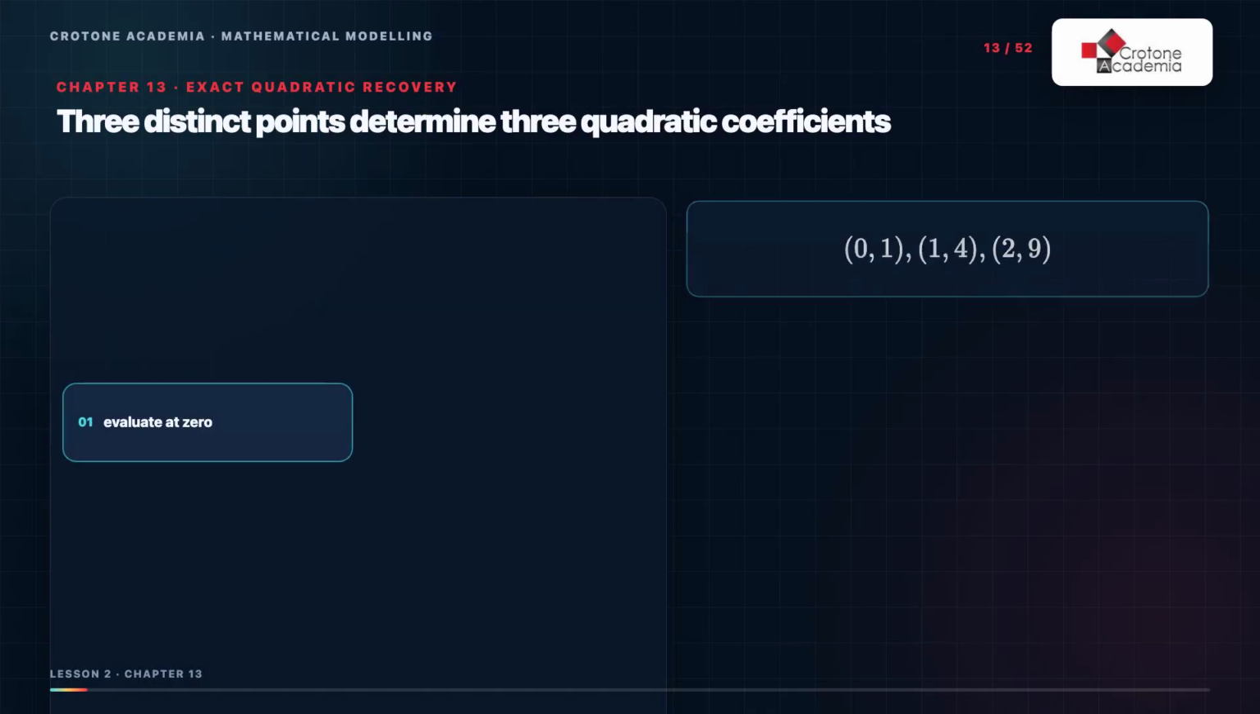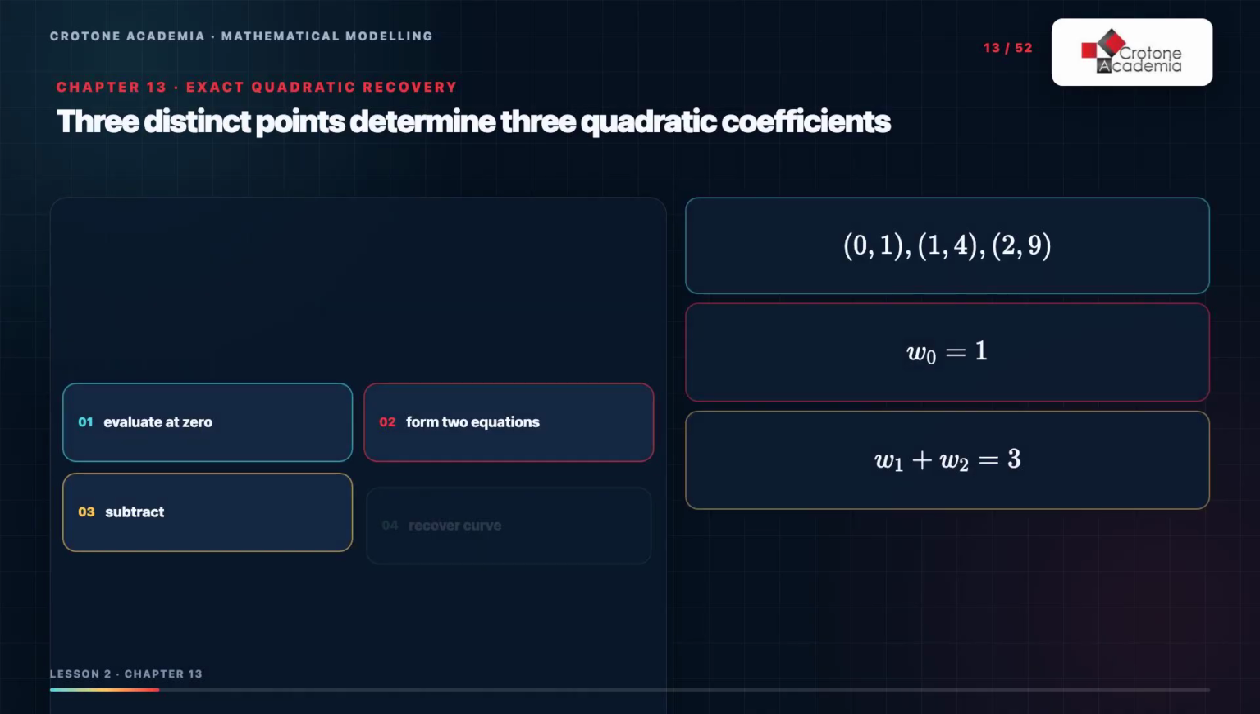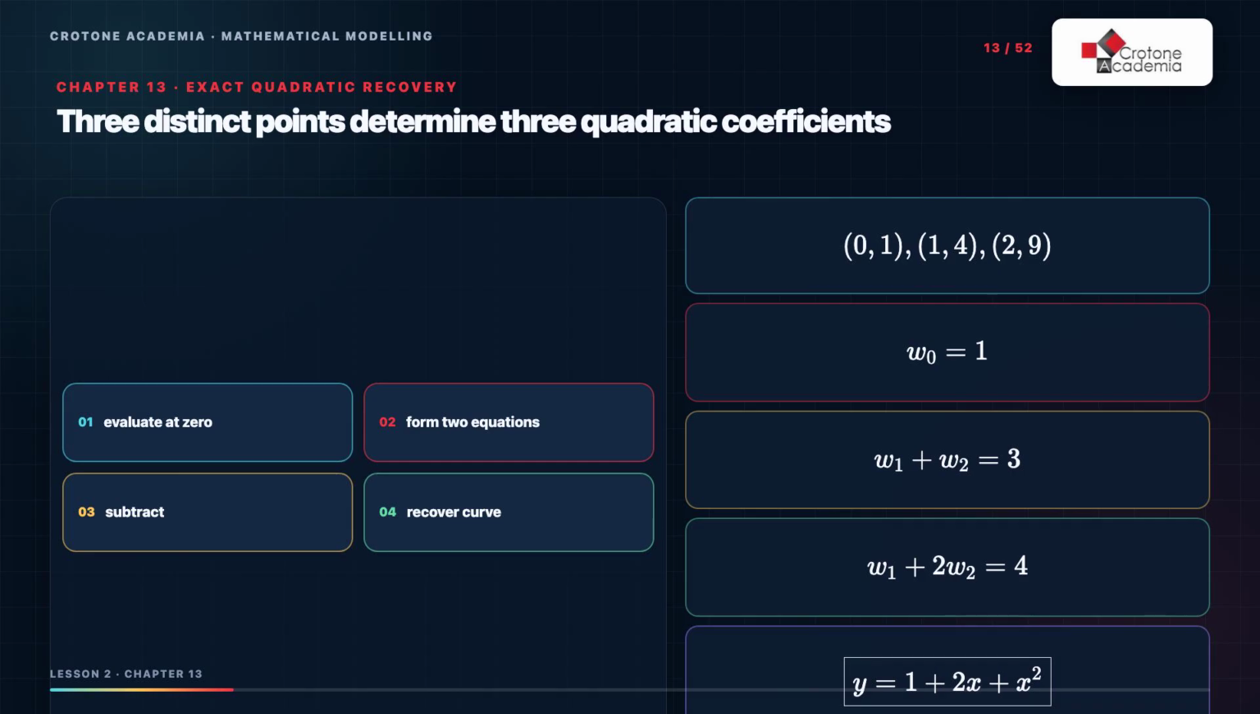Let us build an exact quadratic from the points (0, 1), (1, 4), and (2, 9). At 0, the equation immediately gives w0 equals 1. At 1, the remaining weights satisfy w1 plus w2 equals 3. At 2, after substituting the intercept and simplifying, w1 plus 2 w2 equals 4. Subtracting gives w2 equals 1, and then w1 equals 2. The recovered model is 1 plus 2x plus x squared. 3 suitably distinct observations determined 3 parameters.